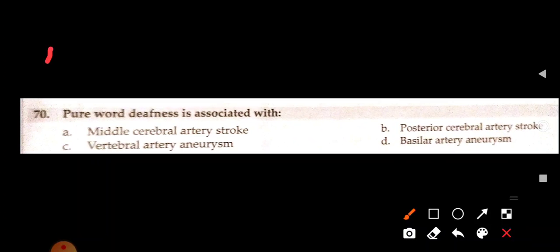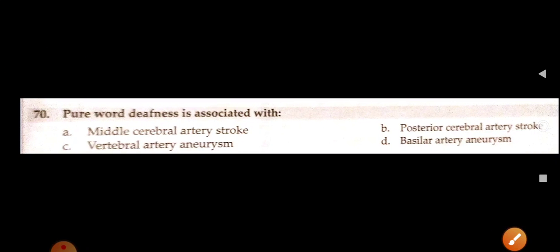all about middle cerebral stroke mnemonics and posterior cerebral stroke mnemonics. Word deafness is due to middle cerebral artery stroke. It involves the upper limb and also the auditory region. So middle cerebral artery stroke, I already explained with the help of a mnemonic, like a modem on a head. If the lesion in the middle cerebral artery stroke is on the right side, then on the contralateral left side there is deafness of words, and right upper arm paresthesias also. So hope it's clear.